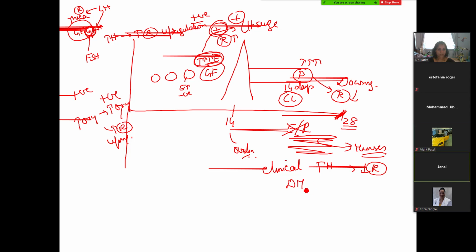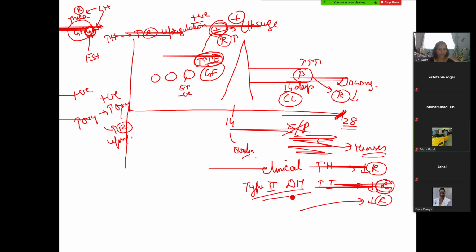Insulin. Diabetes, which type? Type 2. Insulin decreases the number of receptors. So insulin by itself can downregulate. What else in these diabetic patients will contribute to downregulation? These individuals are generally, what happens to your body mass index? Increases. Obese. So adipose tissue, what does it secrete? Resistin, which can also contribute to downregulation.